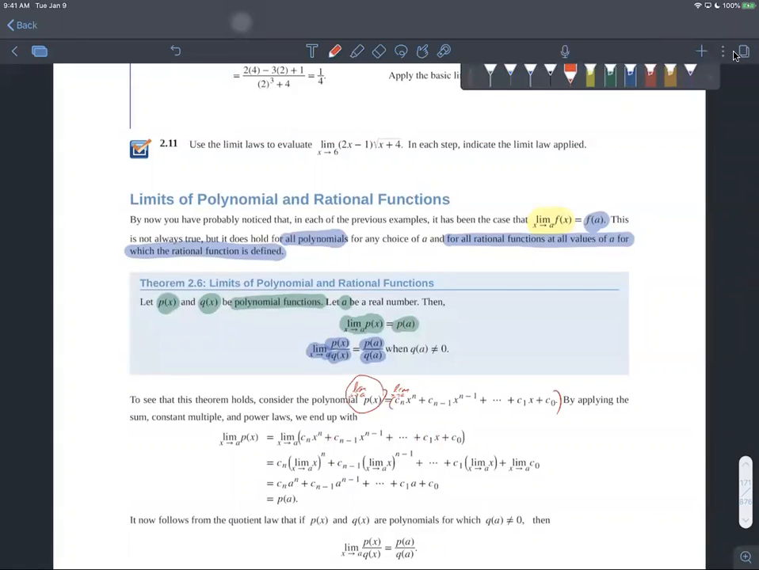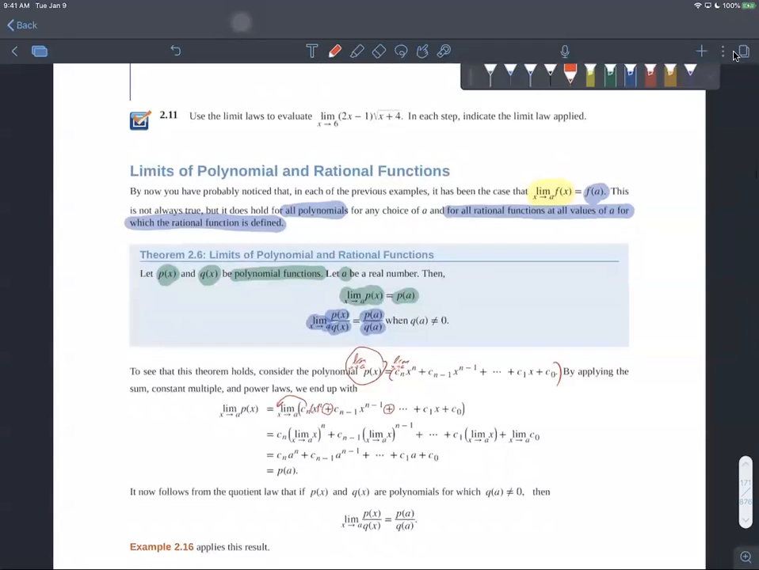Now they're applying multiple laws here in this proof at once. So you're going to break this up by sums, by terms, but at the same time, we're also going to factor out any constants like the cn out of the limit, and then the x to the n, we're going to push the limit to take the limit of x, and then eventually raise everything to the nth power. Okay, so they're doing a lot of steps there at once.